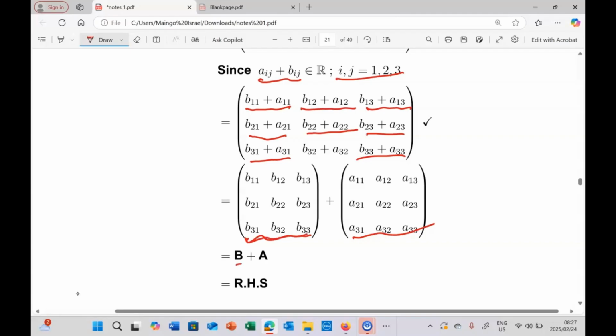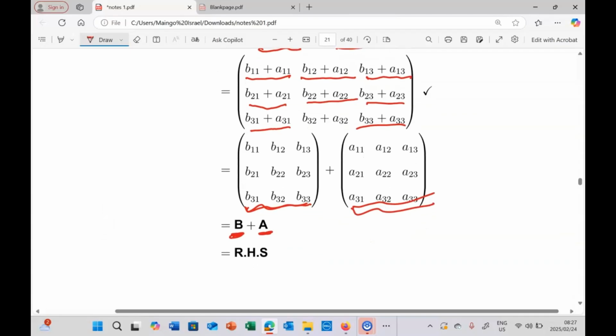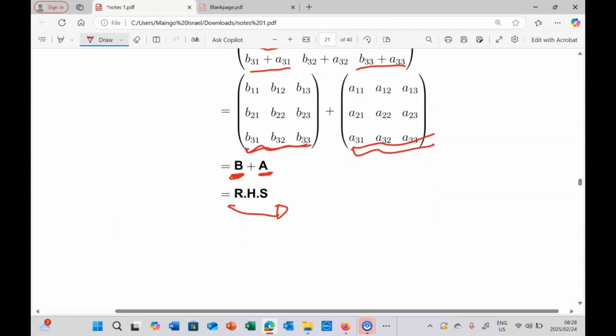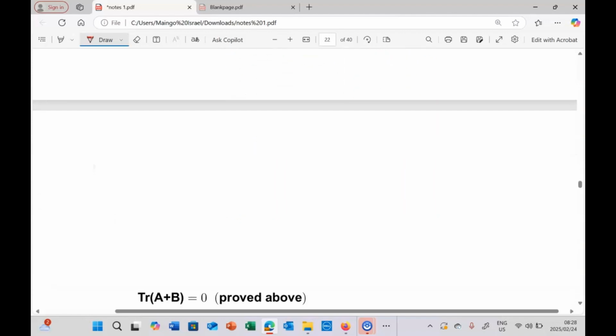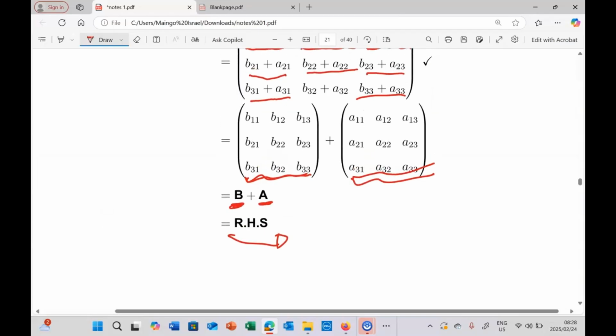What is this? This is matrix B. What is this? This is matrix A. And this is what we wanted, the right-hand side. Therefore, the commutative property holds because that equals the right-hand side.